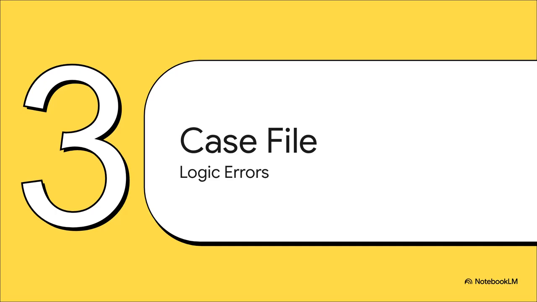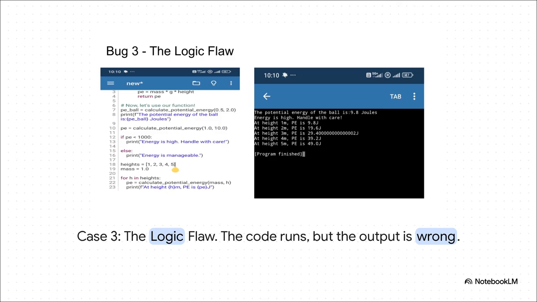Okay, now for a real challenge. Let's open the case file on logic errors. These are the tricky ones. These bugs don't announce themselves with a big flashy crash. No, they hide in plain sight, and they require a whole different kind of detective work. Take a look at this. On the left, we've got the code, and on the right, the output. The program ran all the way through, no errors at all, but look at the results.